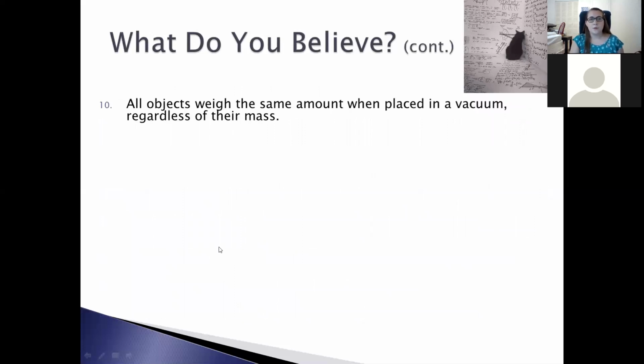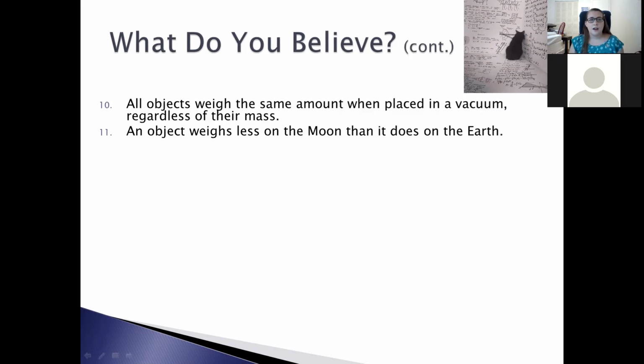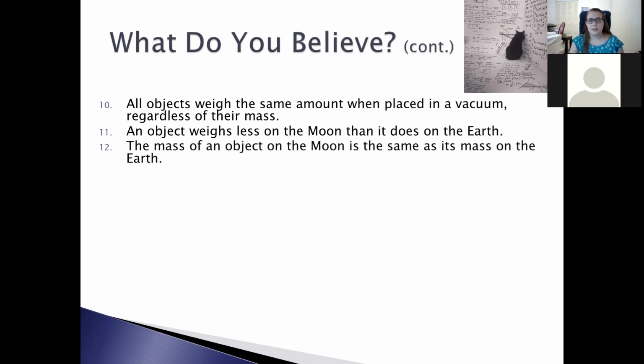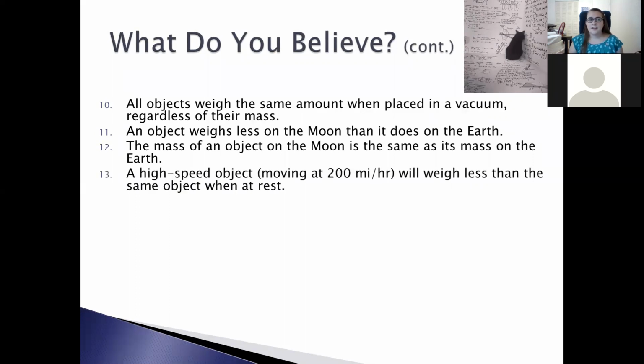Number 10, all objects weigh the same amount when placed in a vacuum, regardless of their mass. True or false? Next question. An object weighs less on the moon than it does on the Earth. Number 12, the mass of an object on the moon is the same as its mass on the Earth. Number 13, a high-speed object moving at 200 miles per hour will weigh less than the same object when it rests.